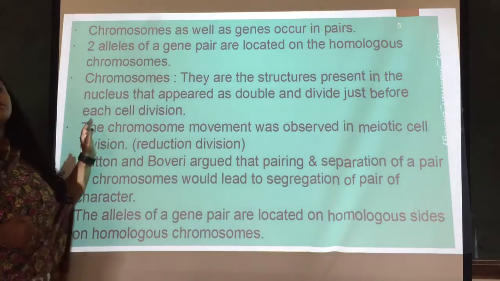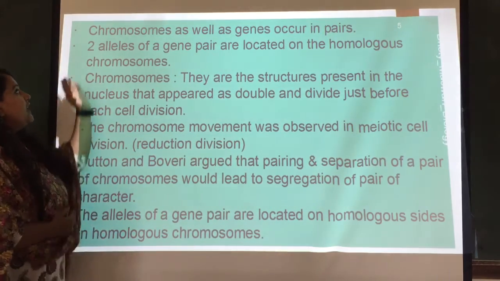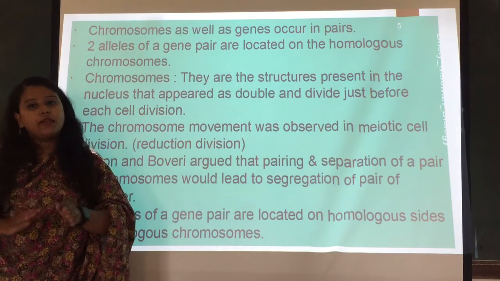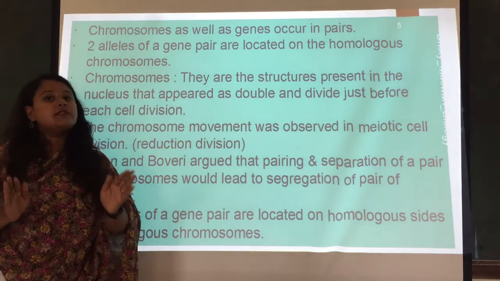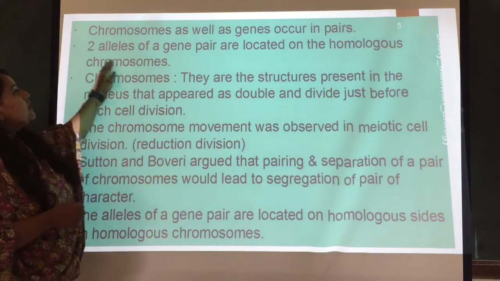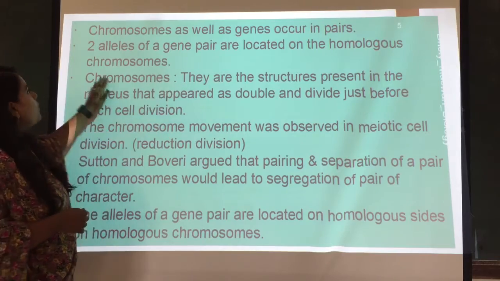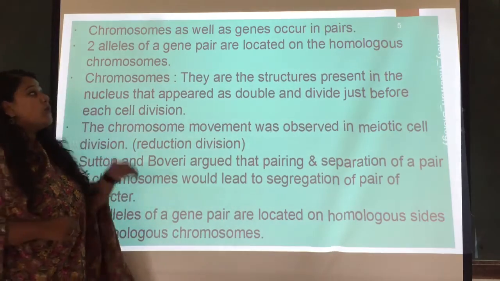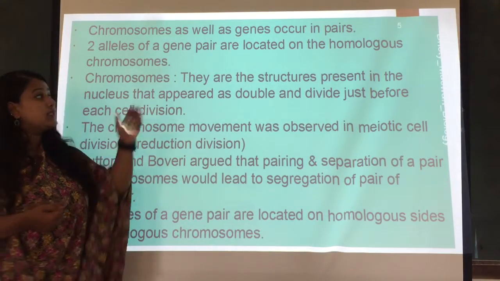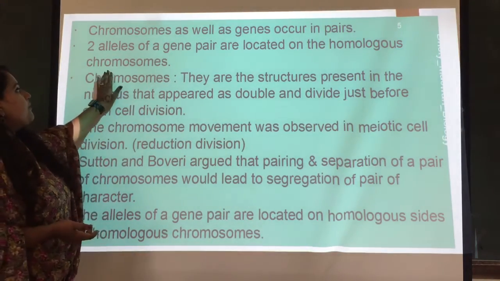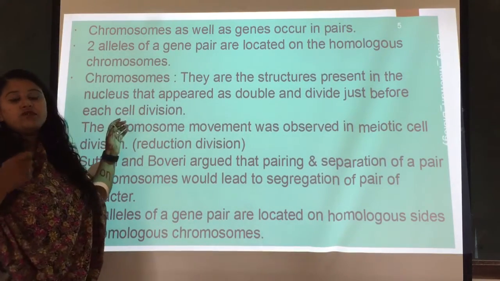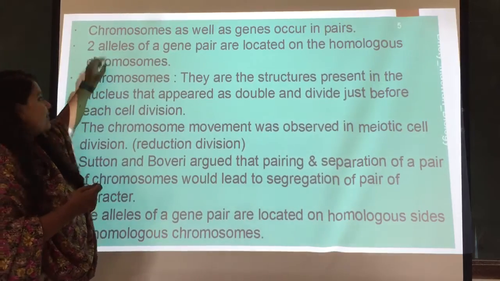So here the first point of this topic is what? That the chromosomes as well as the genes, both of them occur in pairs. Even the chromosomes are present in pairs, as well as the genes. Two elements of a gene pair are located on homologous chromosomes, right? Homologous chromosomes means those chromosomes which have the same size. Homo means same. So the same type of chromosomes are going to have the same type of gene pair, having the two alleles, right?